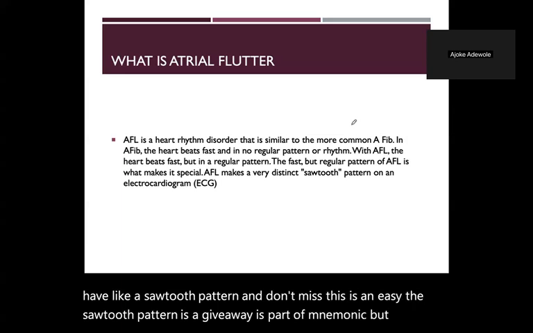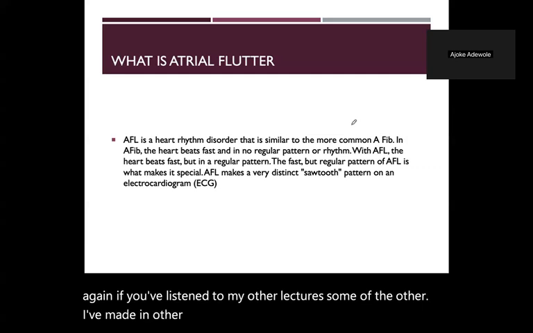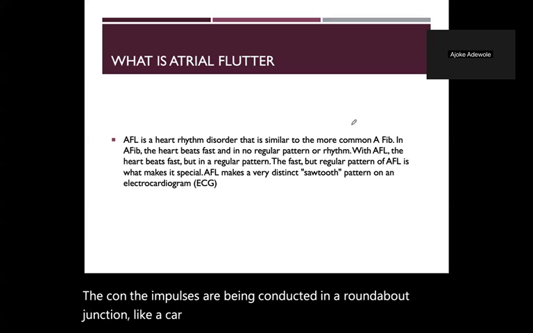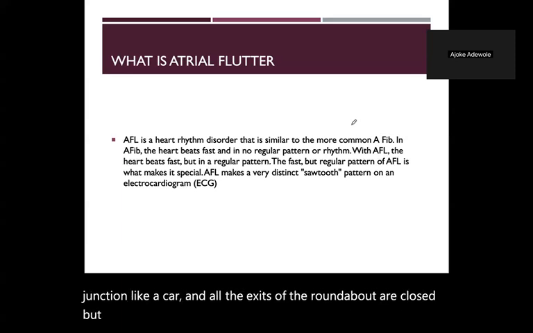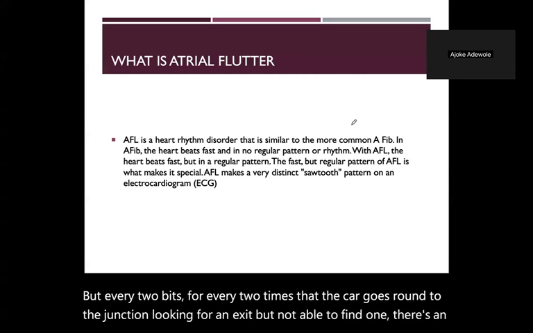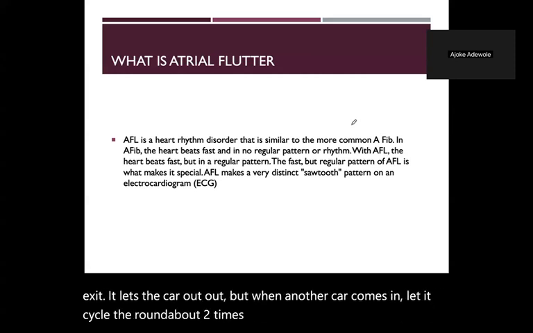But just think again, if you've listened to some of the other lectures I've made in other videos, I talk about a roundabout system. So imagine the impulses are being conducted in a roundabout junction like a car, and all the exits of the roundabout are closed, but for every two times that the car goes round the junction looking for an exit but not able to find one, there's an exit. It lets the car out. But when another car comes, it lets it cycle the roundabout two times before it lets the car out another time. So that's what happens here.